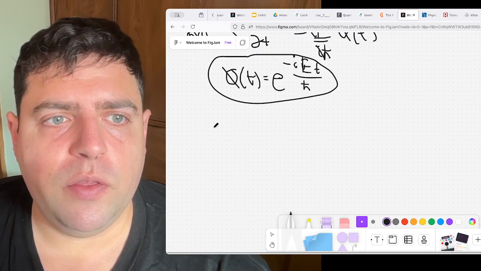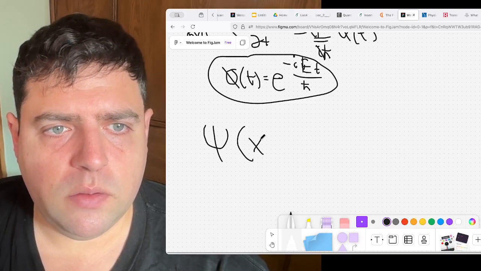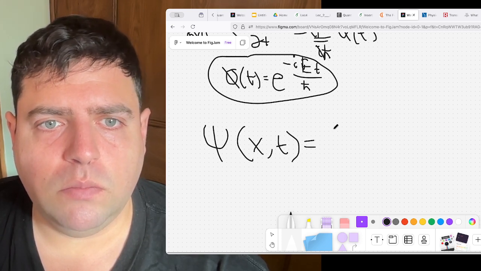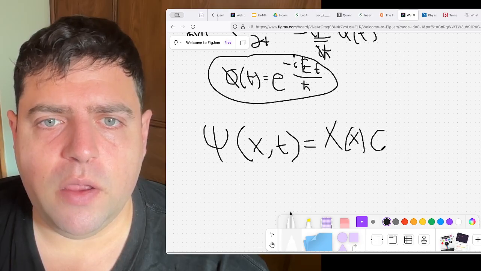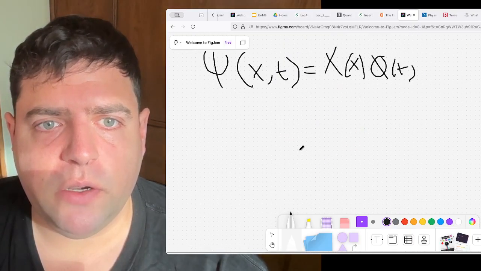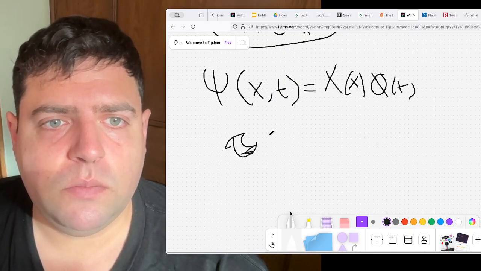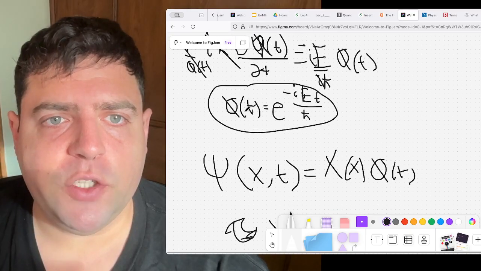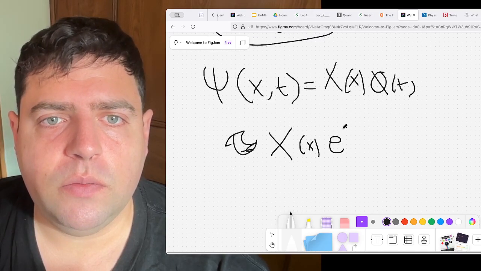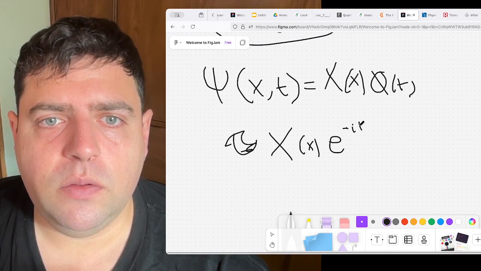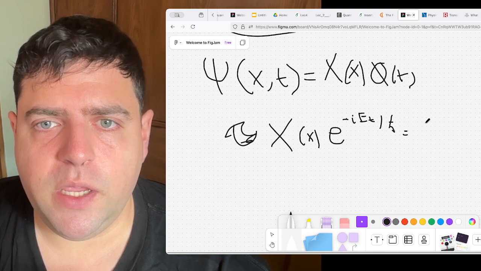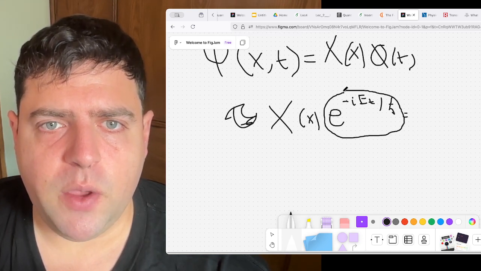Now, to get the full solution, remember we assume that this is equal to, what did I call it? X of x times this guy, right? So we just multiply these by each other. X of x, and this is just, again, fully solved here. E to the negative i over h bar, right? So this is actually generally the solution, and this part is how it evolves in time.